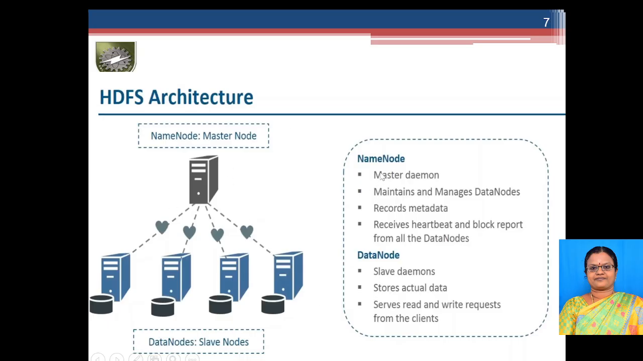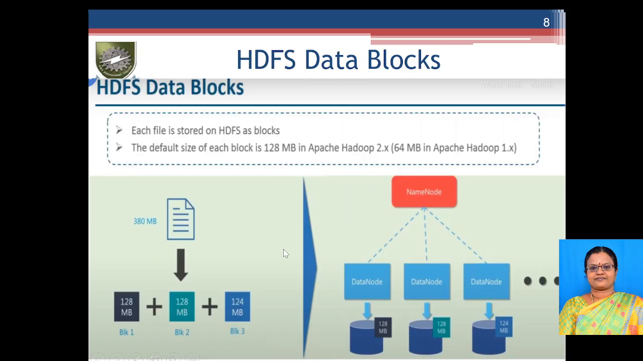The name node is a master daemon. It maintains and manages all the data nodes, and it receives heartbeat and log reports from all the data nodes on a regular basis, and it records the metadata. Whereas the data nodes are the slave daemons. They actually store the information, and they serve the read and write requests from the clients. All the processing and computations are done at the slave level.